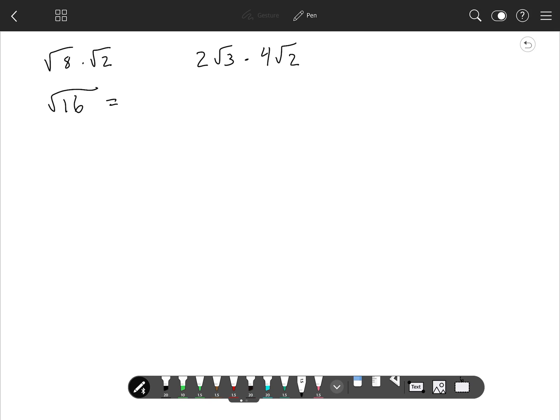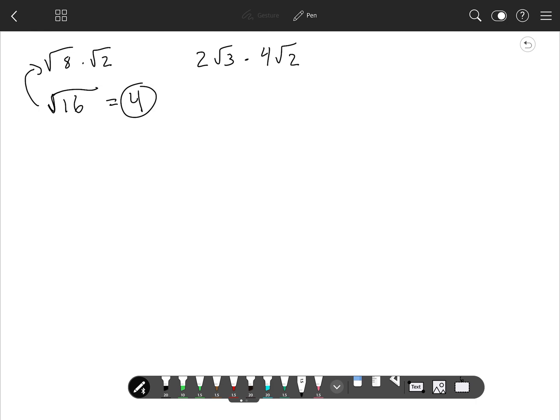Well, we know what the square root of 16 is. It's 4. And if we can show that this is also 4, then I think we can prove that multiplying 2 square roots is the same thing as having it inside of 1 square root. So let's see what we can do.